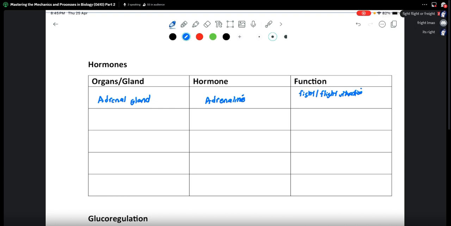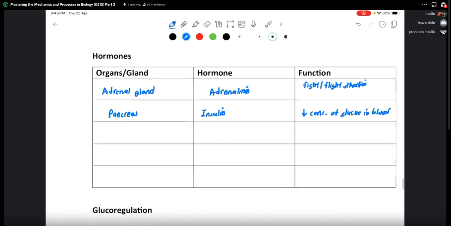The second one is the pancreas. The pancreas produces the insulin. And what does insulin do? It reduces the concentration of glucose in our blood. We'll explain more of this later.